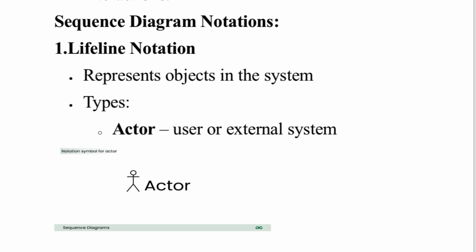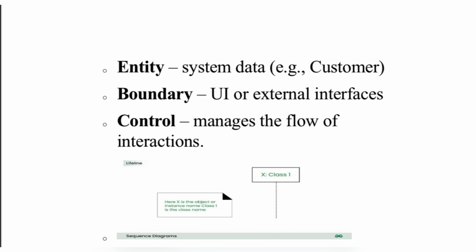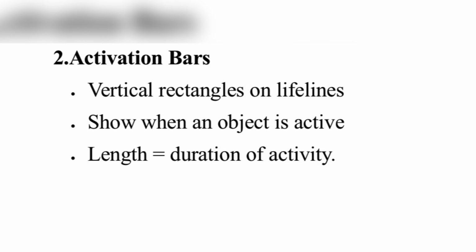Sequence diagram notations. First, lifeline notation represents objects in the system. Type: actor, user or external system. Entity, system data. Third, boundary, UI or external interfaces. Control manages the flow of interactions. Second, activity bars, vertical rectangles on lifelines, show when an object is active, with length equal to the duration of activity.